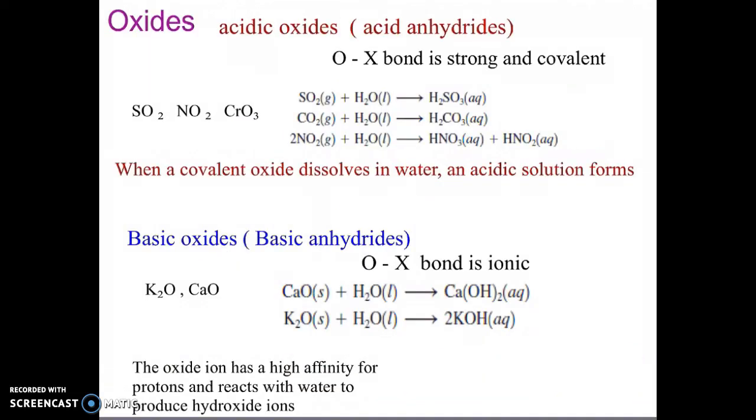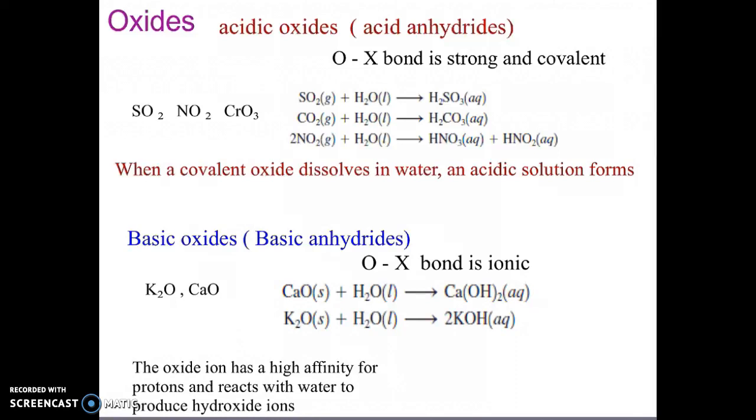Also in your textbook, there's a little bit about the oxides, what we call acidic oxides, or sometimes they're called acid anhydrides. And when you take a look at these, like the SO2, the NO2, the CrO3, if they are reacting with water, you are making an acid, okay? So those are called acid anhydrides or acid oxides.